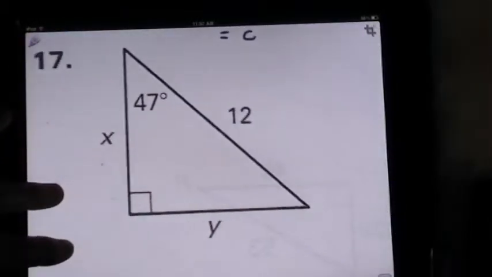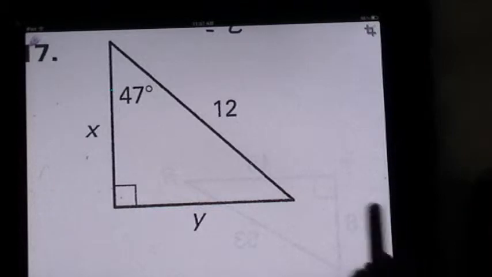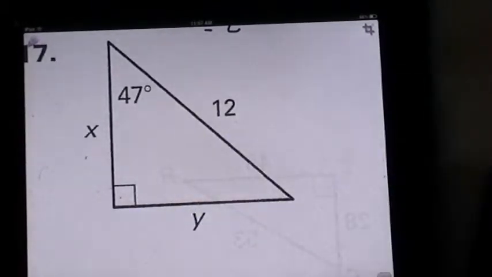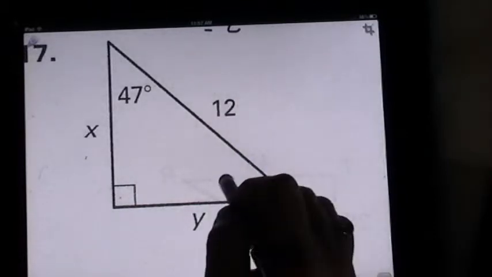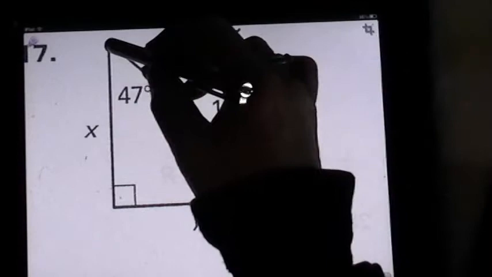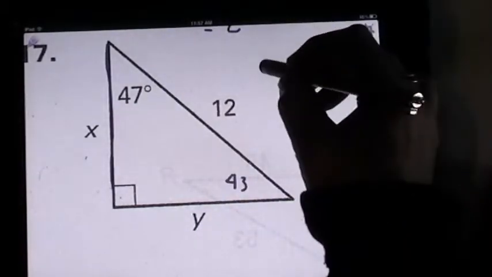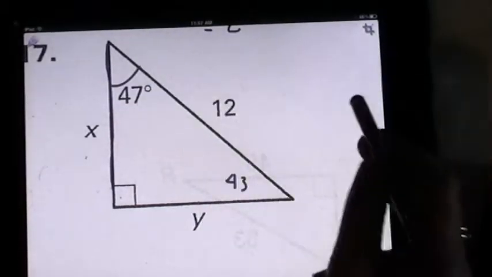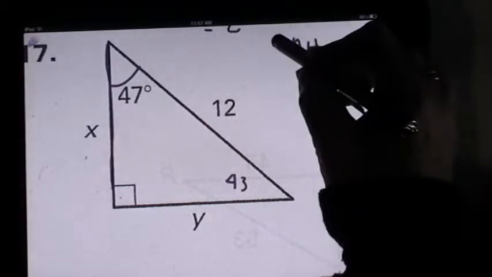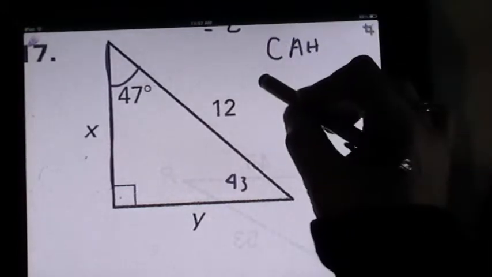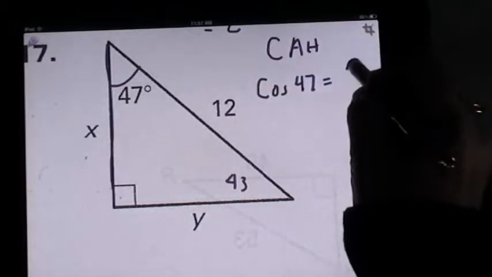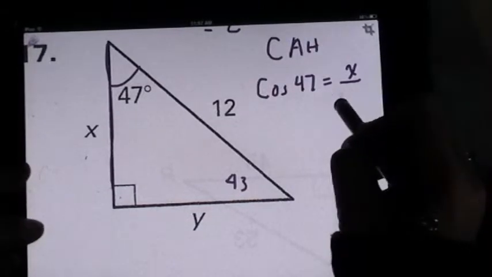This is a nice one to do. This time we have the hypotenuse, which is kind of nice because we can look at this and say this is 47 degrees, so this must be 43 degrees. And if I want to find the x, that's the adjacent side, and we have the hypotenuse. So adjacent and hypotenuse goes with cosine. So I say cosine 47 equals adjacent, which is x, over hypotenuse.